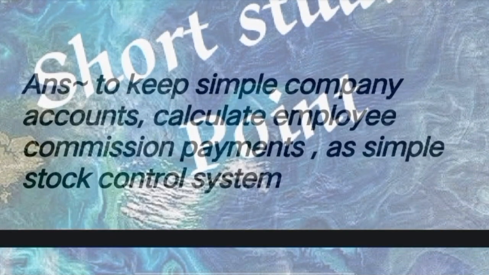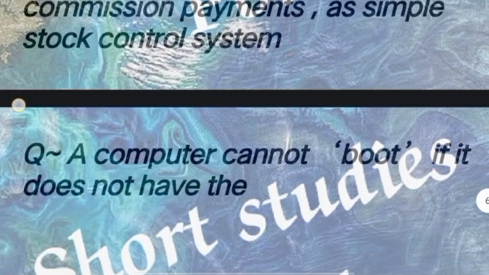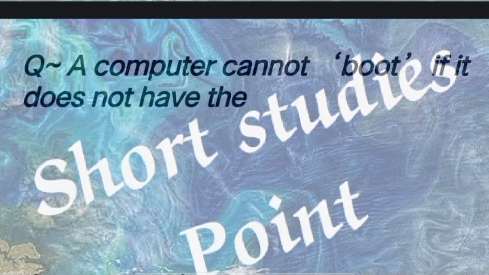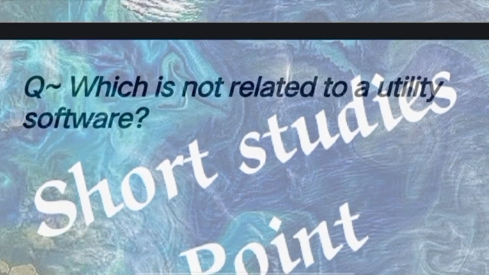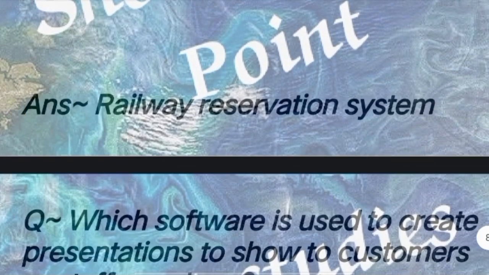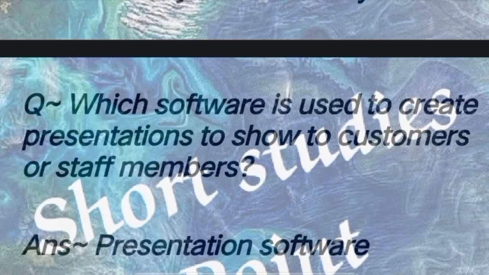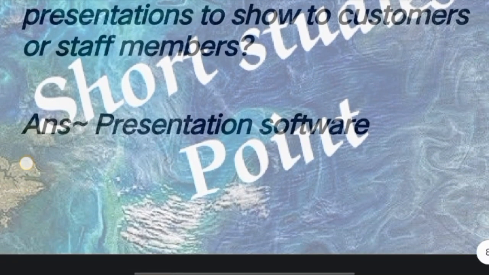Answer: To keep simple company accounts, calculate employee commission payments, and run simple stock control systems. Next question: A computer cannot boot if it does not have the. Answer: Operating system. Next question: Which is not related to utility software? Answer: Railway reservation system. Next question: Which software is used to create presentations to show to customers or staff members? Answer: Presentation software.